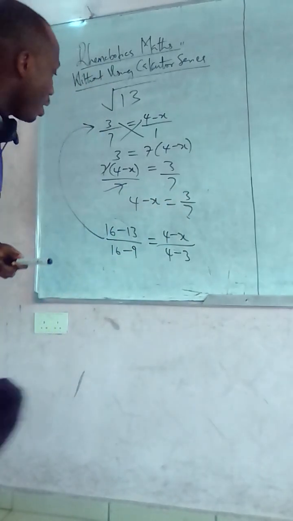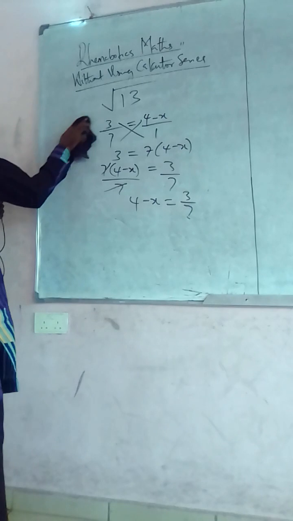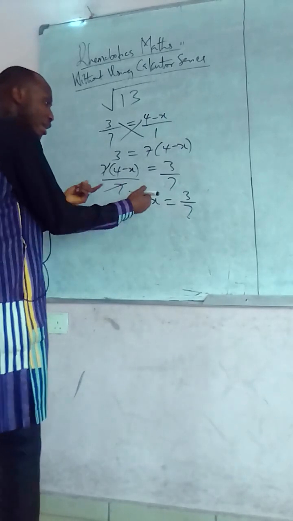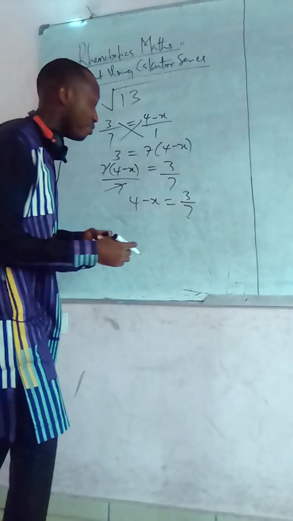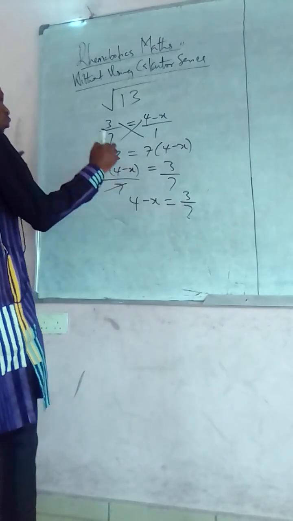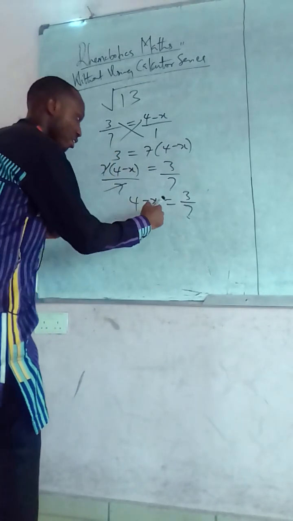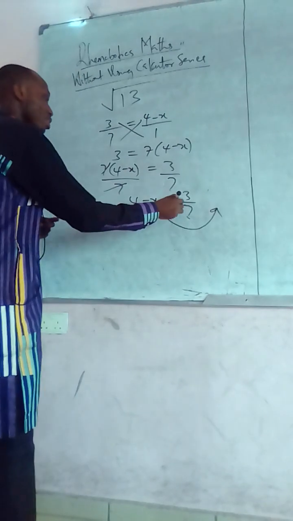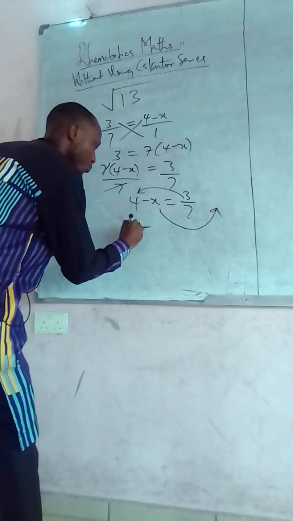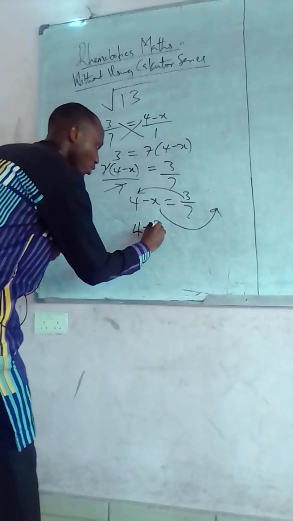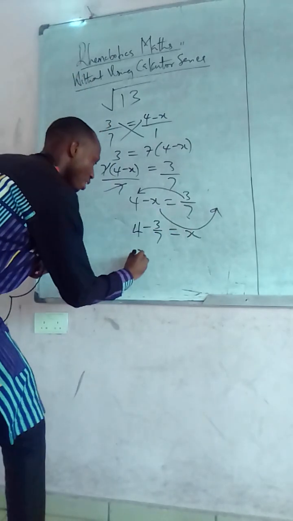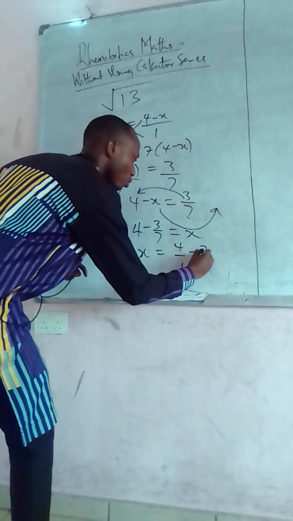Right? Good. So we are about to get our x value, as quick as possible. To make x stand alone with a positive value, I'm going to move x to the other side of the equation and move 3 over 7 to the left hand side. So let's see what we get. We get 4 minus 3 over 7, then plus x on the other side. So that means x is equal to 4 over 1 minus 3 over 7.